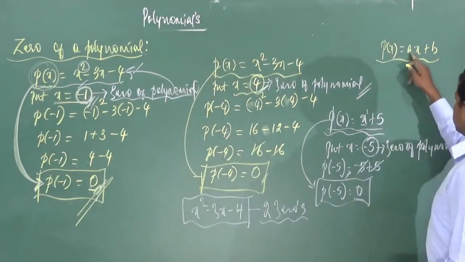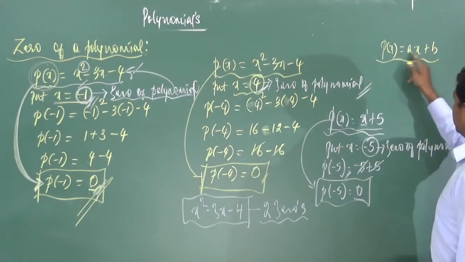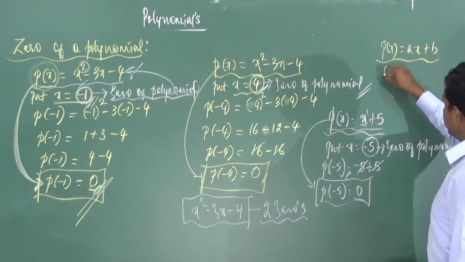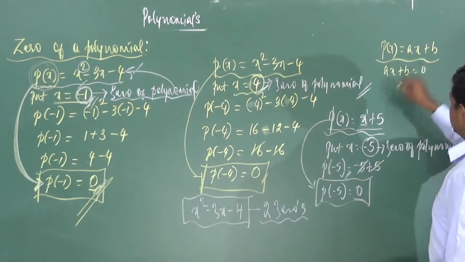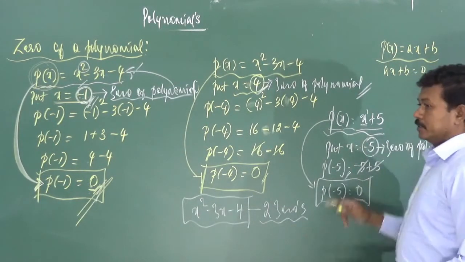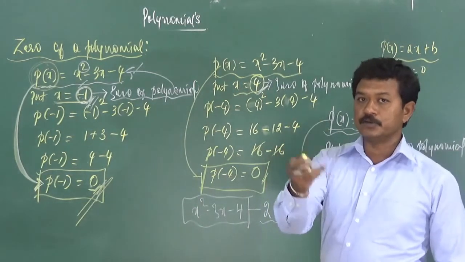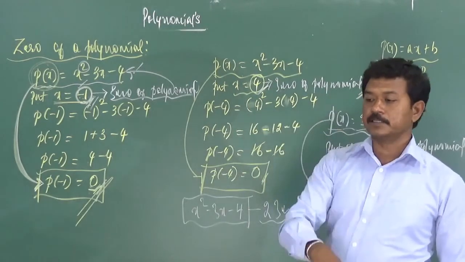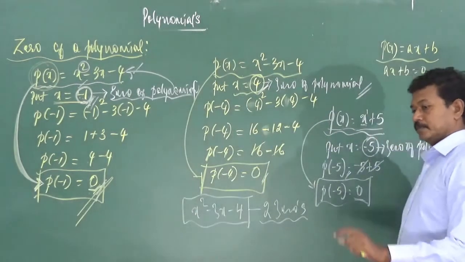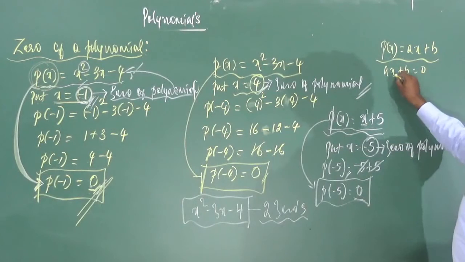So ax plus b is the polynomial in x. Therefore we will equate this: ax plus b is equal to 0. Why should we equate the linear polynomial to 0? Because if you want to get the zeros of that polynomial, you have to equate that polynomial to 0. That's very simple. So you need the value of x.